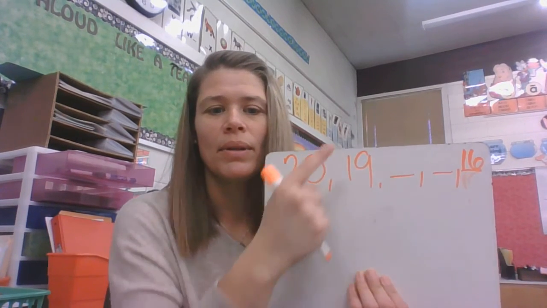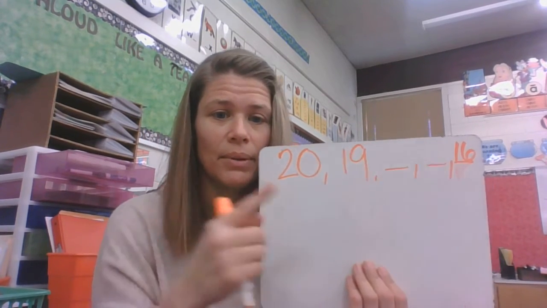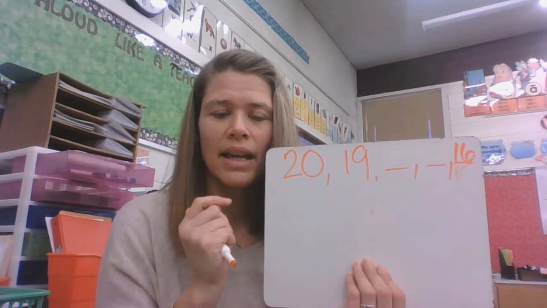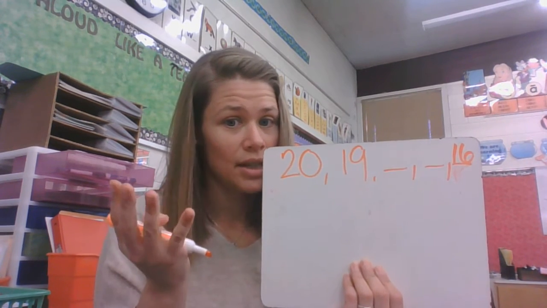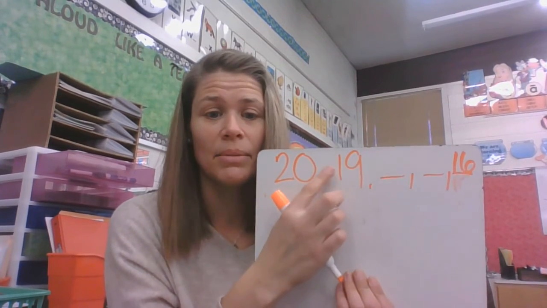Okay, when I go from 20 down to 19, my second question is, am I skipping any numbers? When I go from 20 to 19, am I skipping anything? Does anything miss right here? Or is that how I count? Answer is, that's how I count. I go from 20 down to 19. I'm not missing any numbers in between.